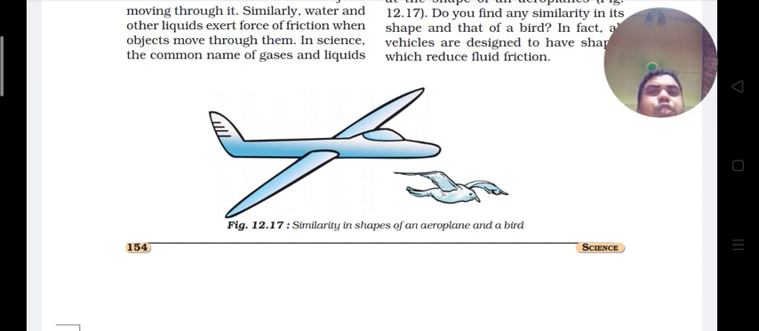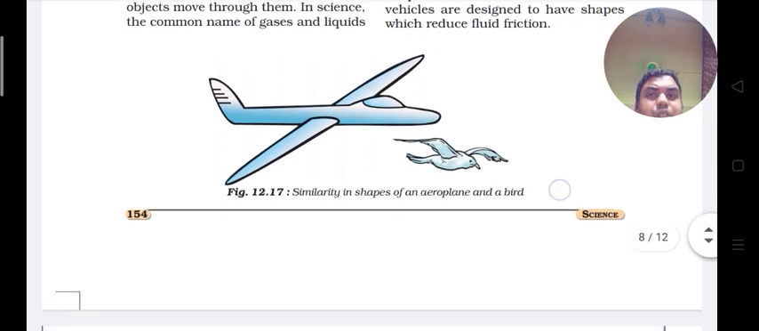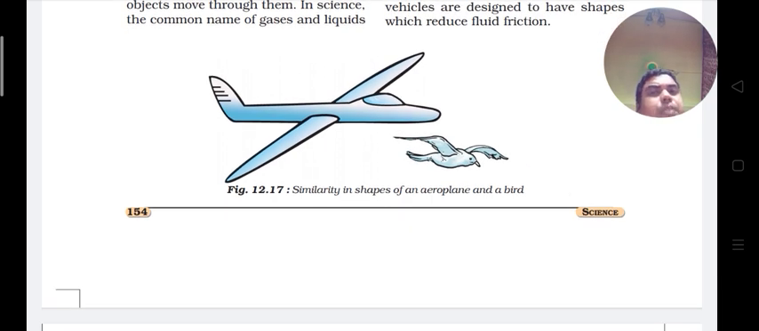Generally, the magnitude of the frictional force or the drag exerted by the fluid on the object moving through it depends on the speed of the object, shape of the object, and size of the object. And another important thing, the nature of the fluid, that means the density of the fluid or the viscosity of the fluid.